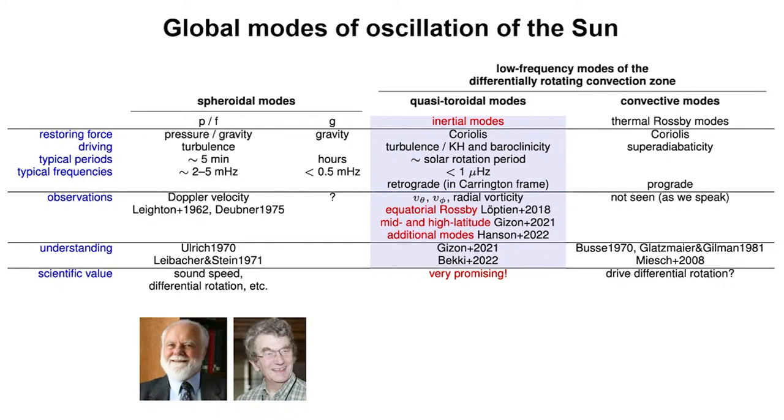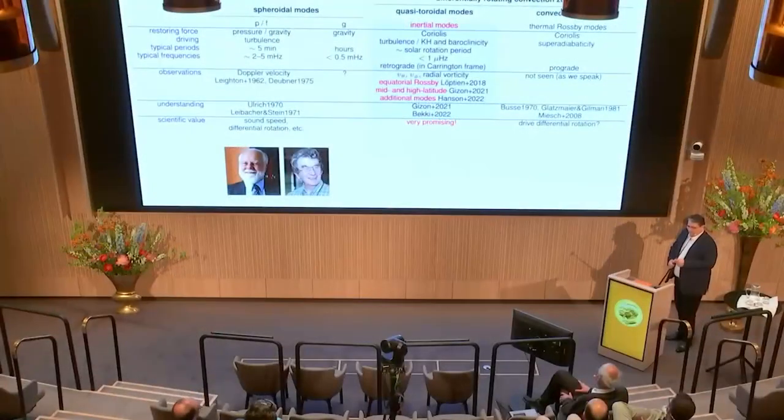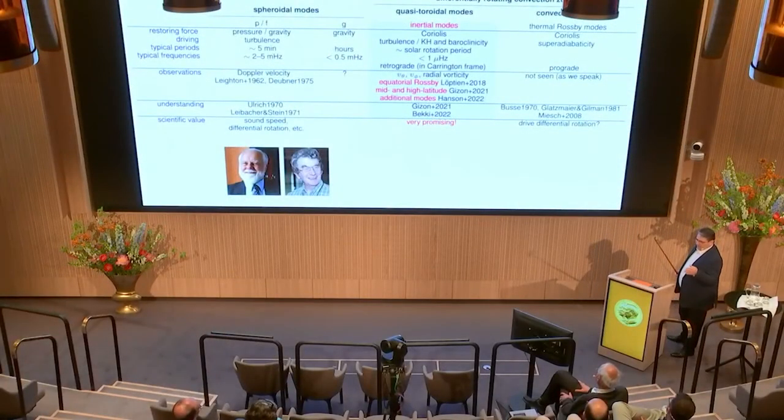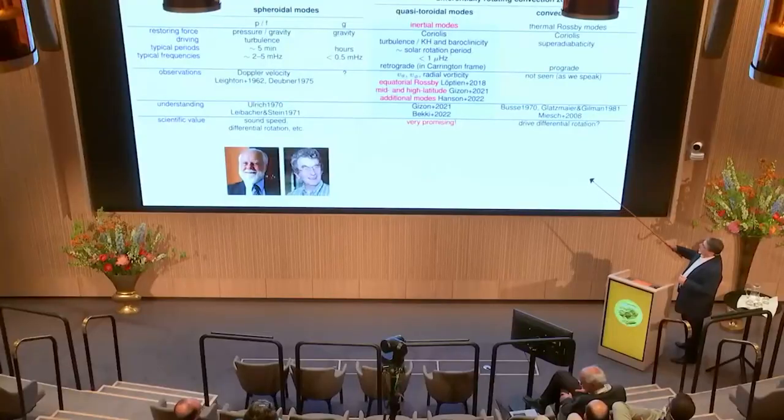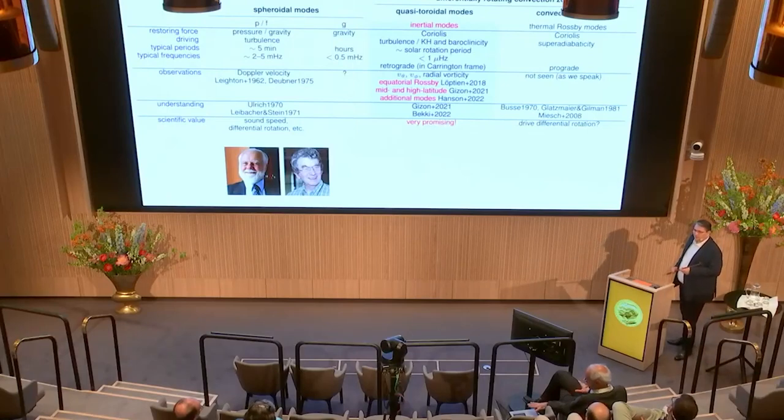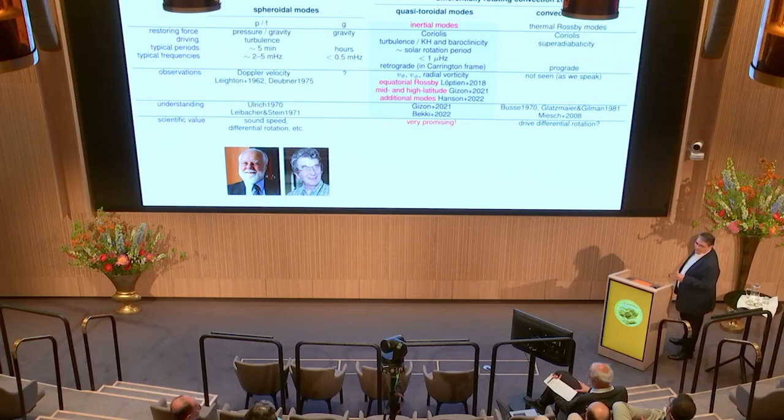Now, the modes that we see in the sun are retrograde in the Carrington frame, meaning that they propagate against rotation if we place ourselves in a frame that co-rotates with the sun at the equatorial rate, or close to it. These modes are seen only in the horizontal component of motion, v theta, v phi. Theta is for co-latitude, phi is for longitude. And their eigenfunctions are best described by their radial vorticity.